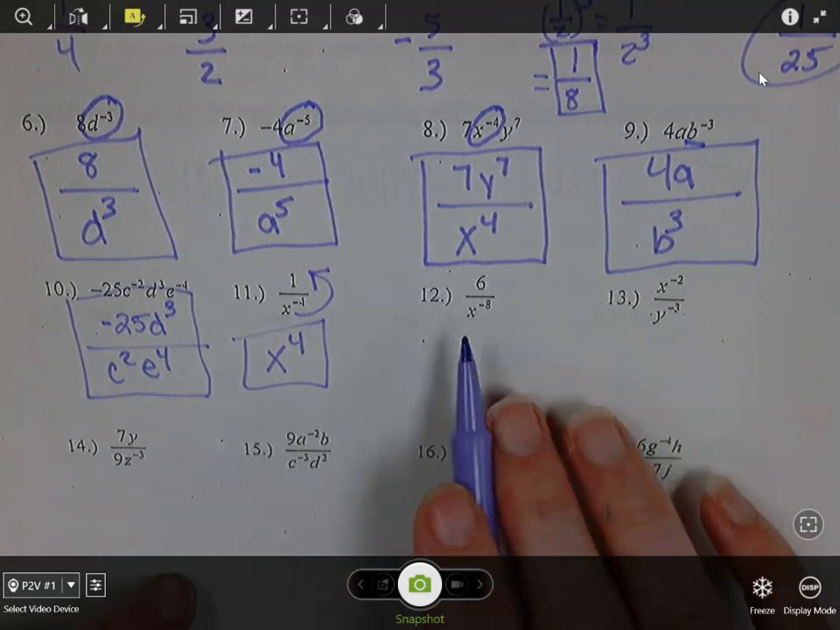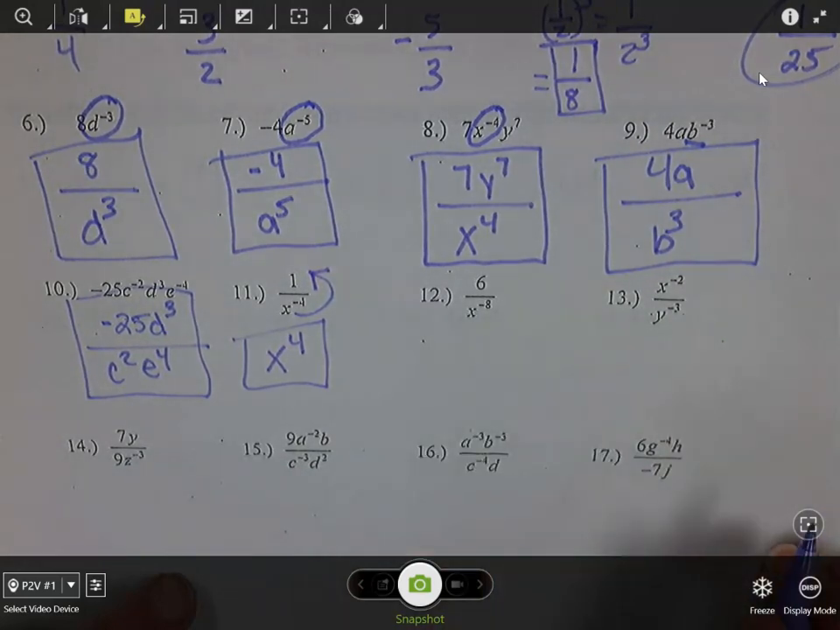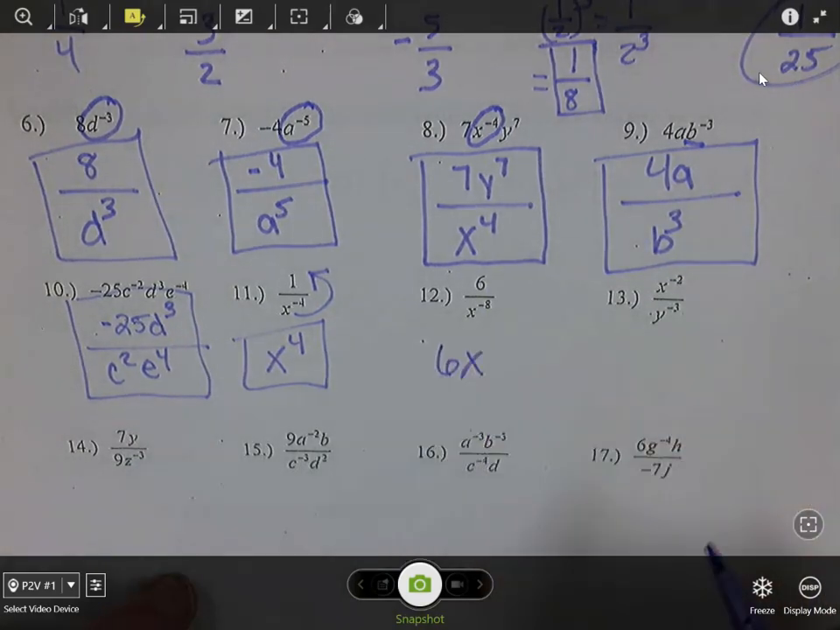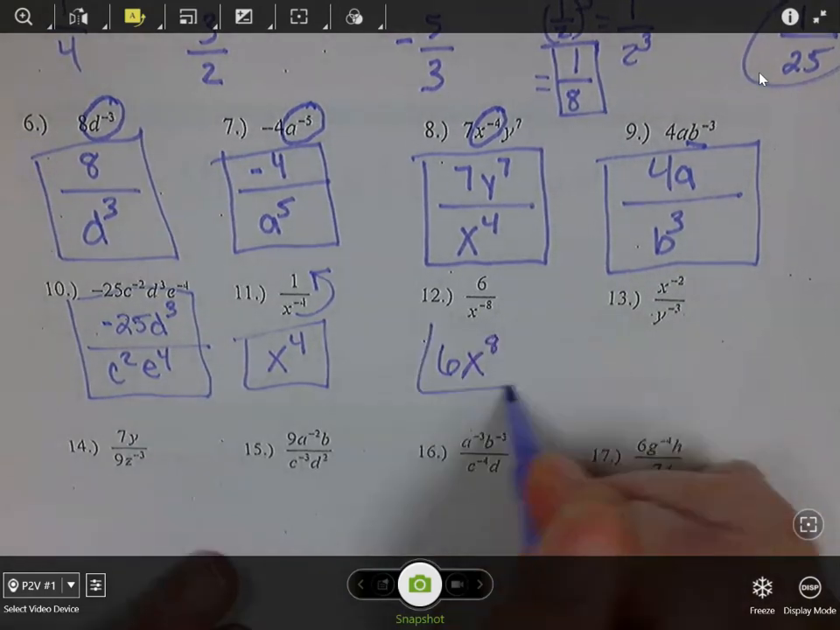What about number 12? Does anyone think they know what that answer is going to be? Daniel, what do you think it's going to be? With the 6, and what's going to be with that X? What's going to be my exponent? 8, positive 8. So it's going to be 6X to the 8.